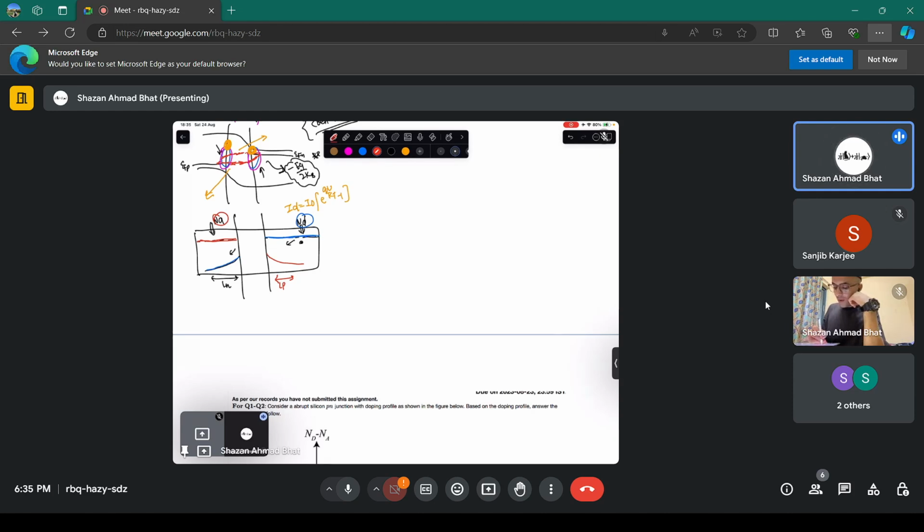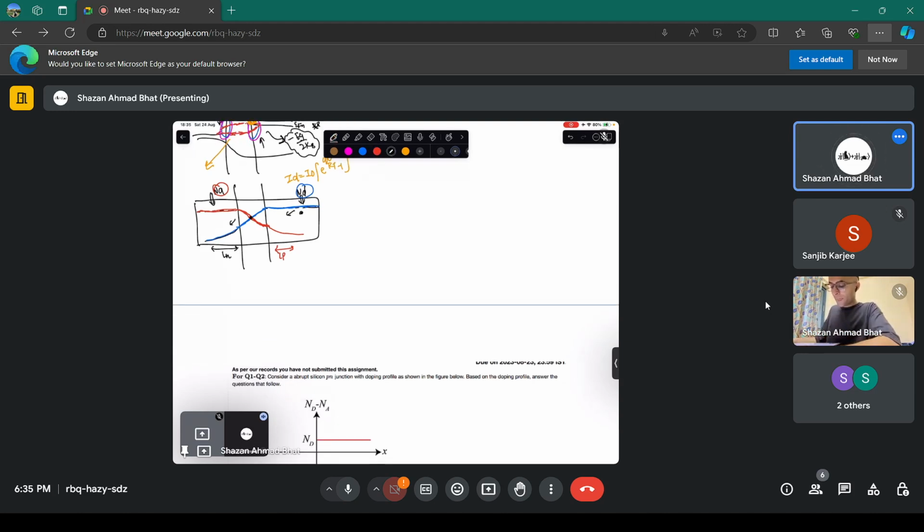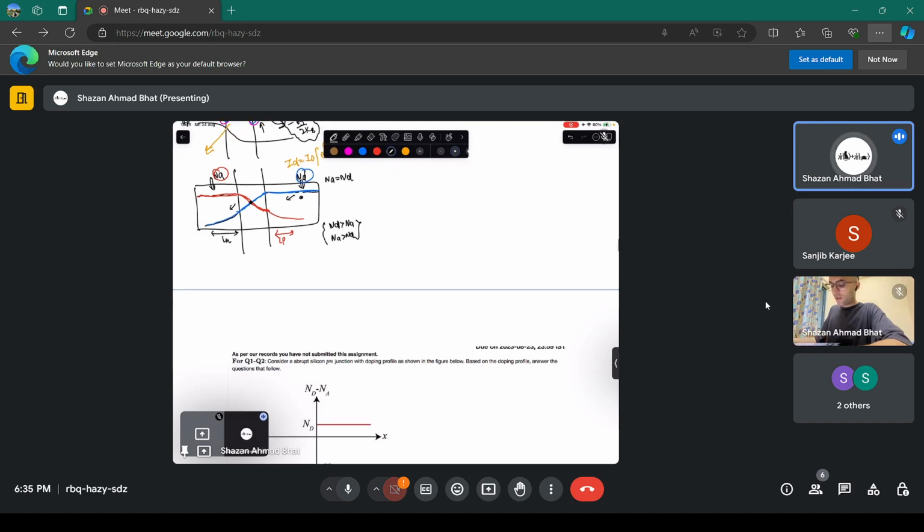And now what happens in the middle? Somewhere in the middle it should be something like this. This is approximately how I'm drawing it, but somewhere there should be a crisscross point in the concentrations. This is the case when both are doped the same, NA equals ND, but you would get a different curve when ND is greater than NA or NA is greater than ND. You will get different types of profiles for the charges.